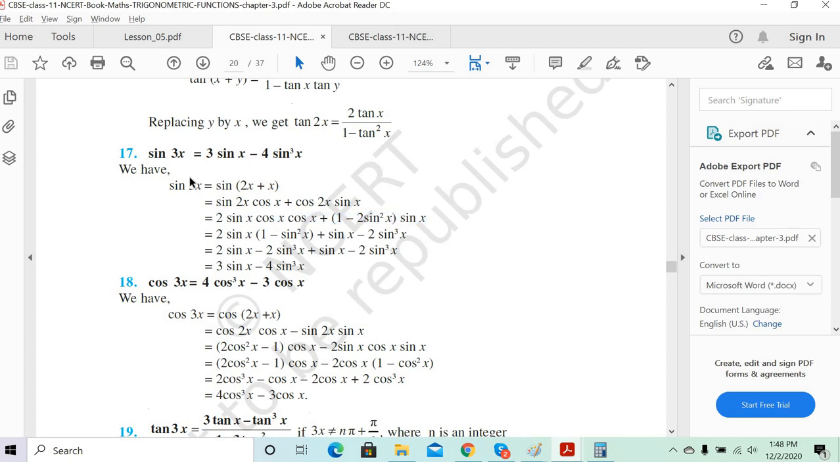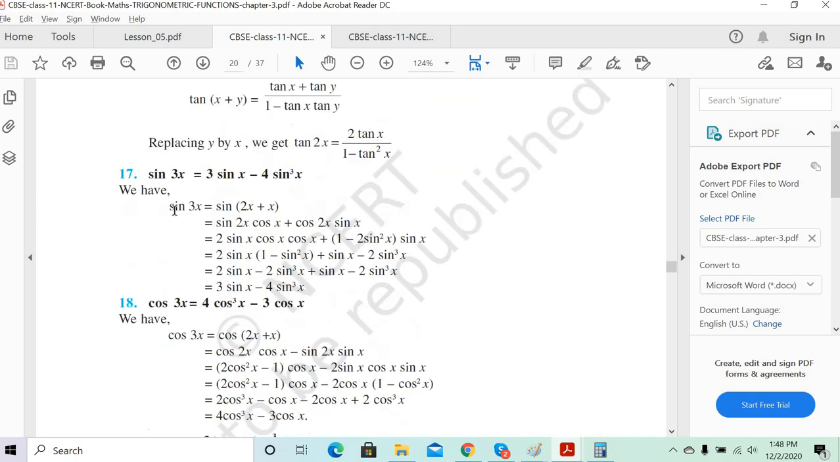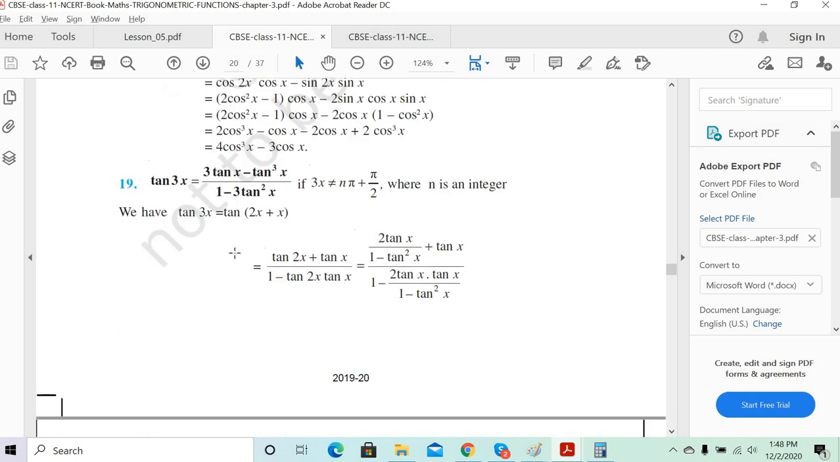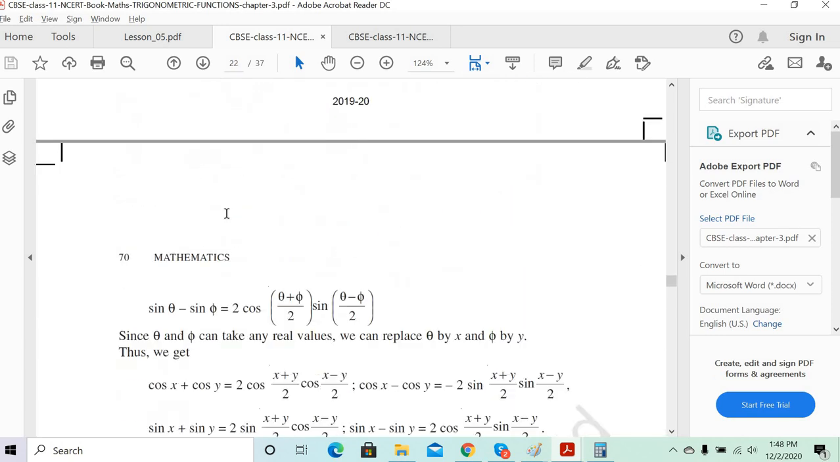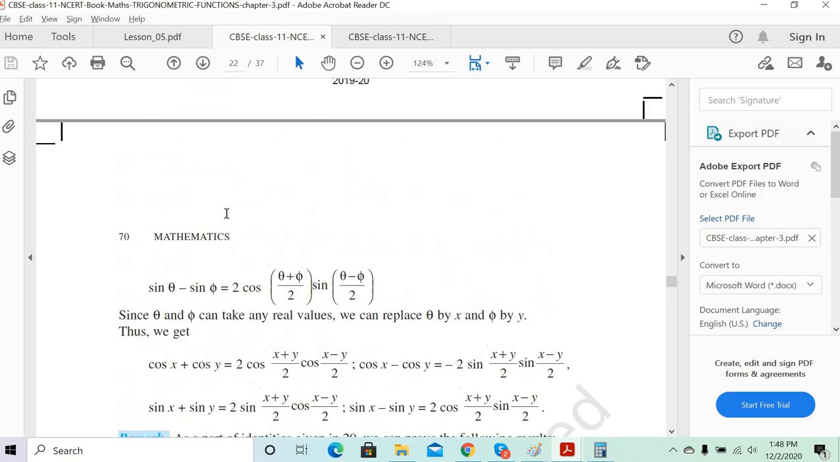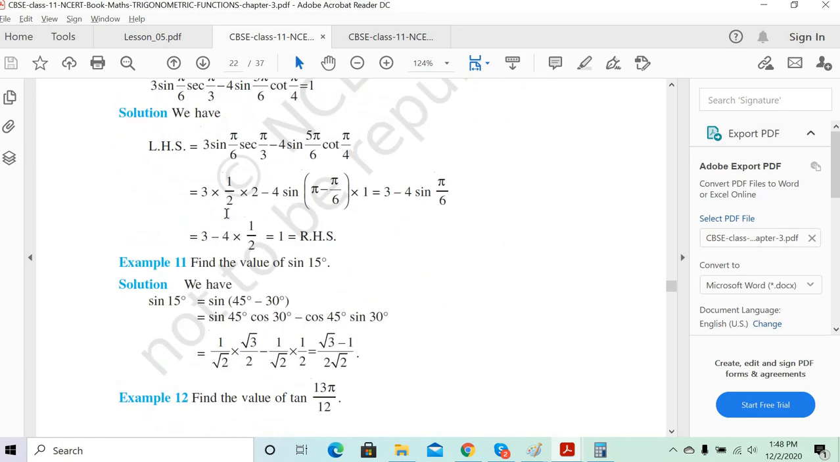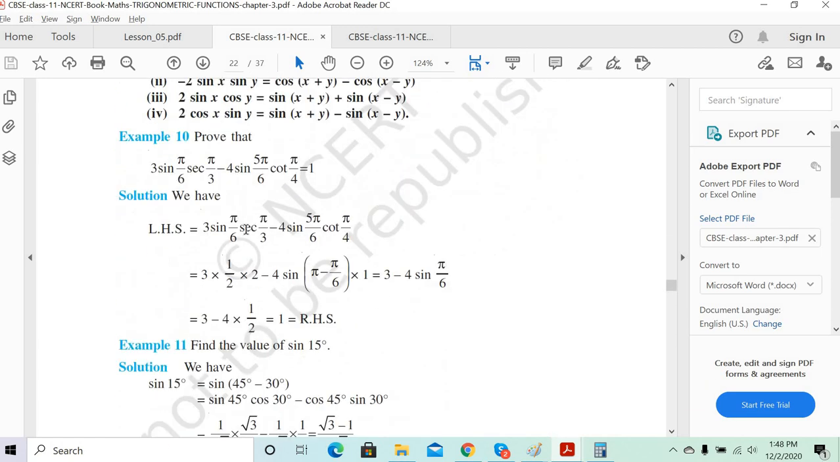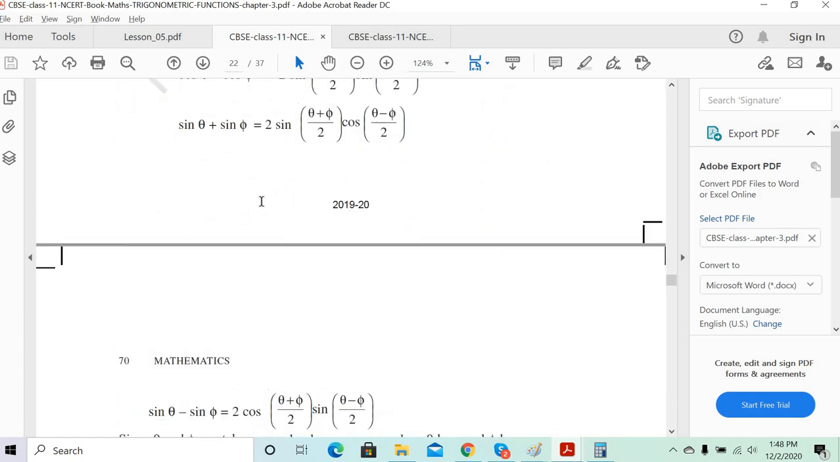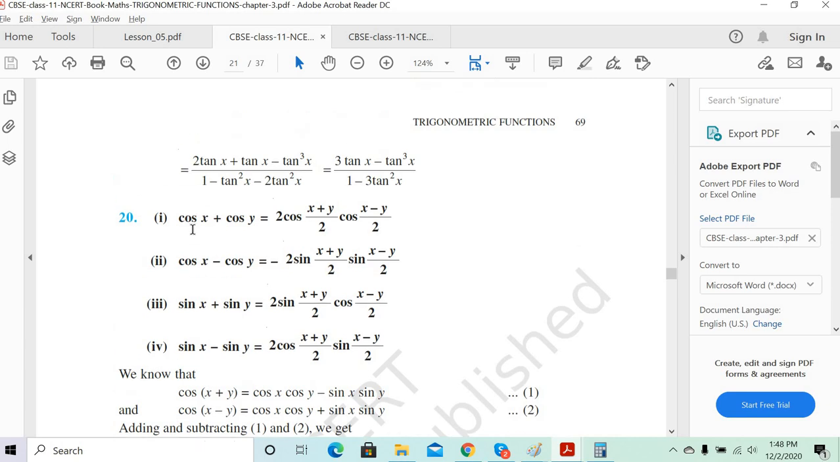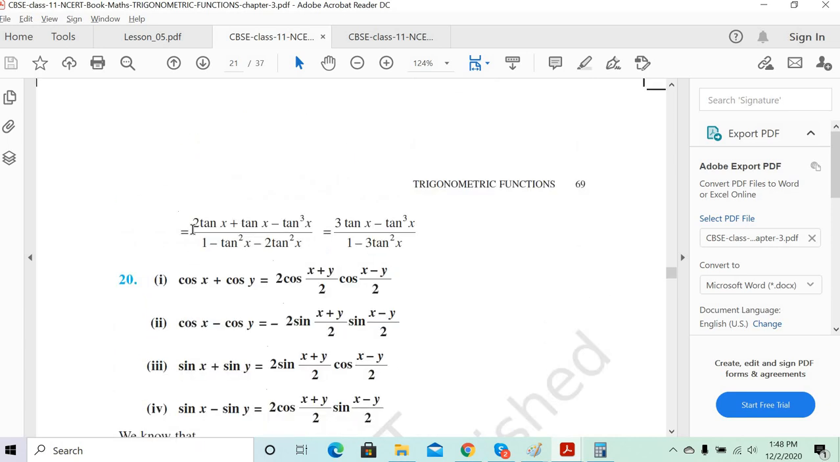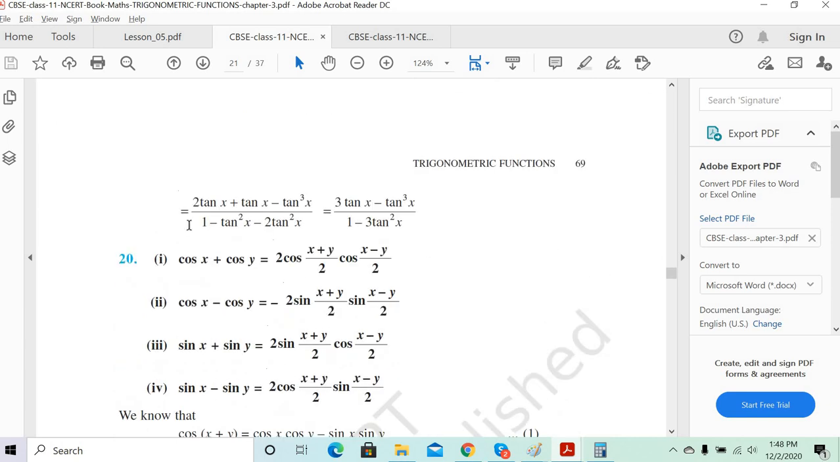Sure. I think you can take this as part of homework: sin 3x, cos 3x, and tan 3x. In case you don't understand, I'll tell you in the next class, because we will finish this part. I think we are done with this table, and these are all the formulas. After that we'll start with the example problems. Try attempting up to the 20th problem by yourself. In case you don't get it, then I'll explain to you. Okay, we'll do that.